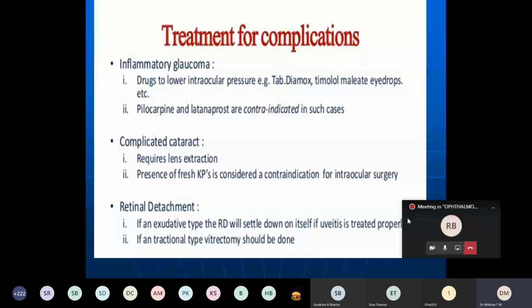In retinal detachment, the exudative type of RD will settle down by itself if the uveitis is treated properly. If tractional type, then vitrectomy should be done. Now today I will stop here. Thank you very much, students. Tomorrow I will start with intermediate uveitis and posterior uveitis.